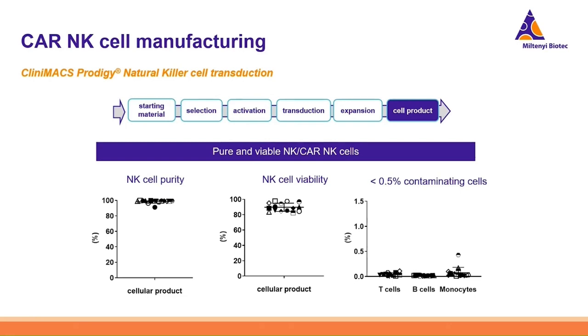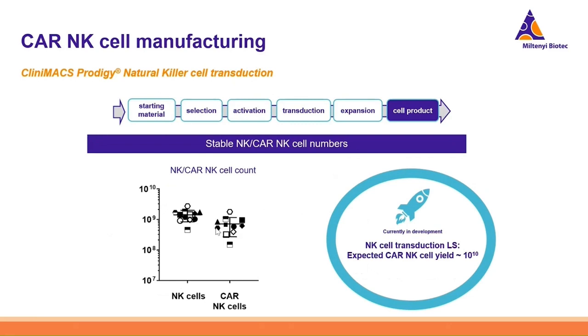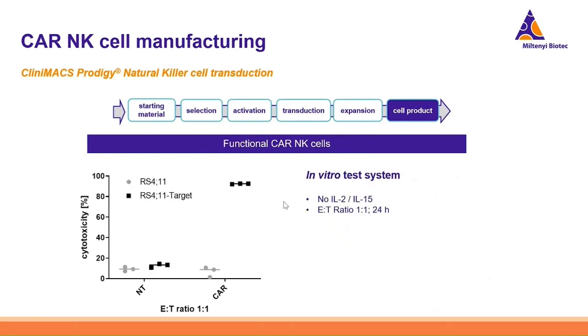We have a very high amount of NK cells. These are around 1 × 10⁹ of total NK cells, and around half of them are CAR NK cells. We're also developing another process with a bigger chamber to have a higher amount of CAR NK cells. We have tested those cells and they're functional.